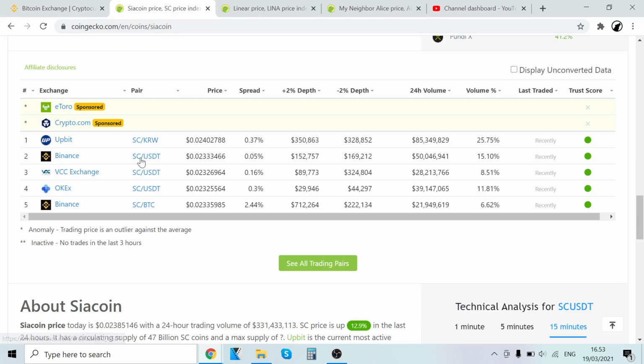And by the way, you can see that Siacoin has USDT and BTC pairing. And in this tutorial, I will show you how to first buy Bitcoin and then trade that into Siacoin. You could also deposit Bitcoin. I will show you also that.